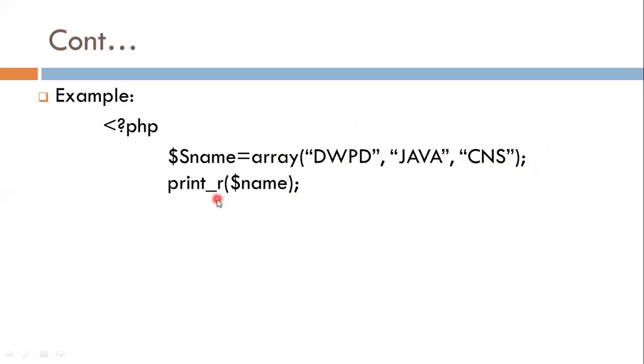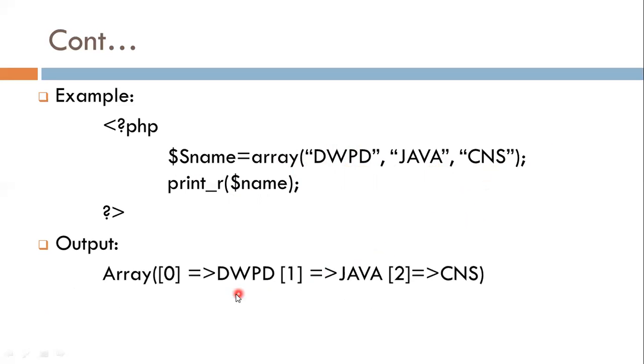Now this function print underscore r in brackets $sname prints the subject names with their index. Here index value is not defined, so it starts from 0. So 0 is assigned to DWPD, then 1 is assigned to Java and 2 is assigned to CNS. Now the output of this script is like this: index 0 DWPD, index 1 for Java and index 2 for CNS.